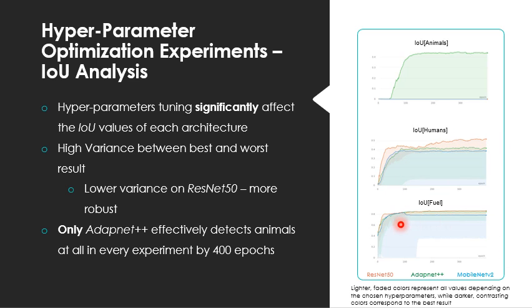Same with fuel. At the first 100 epochs, some configurations will not identify fuel at all using MobileNet. Another observation we found was that due to the ResNet 50 robustness, it has the lowest variance. However, only AdapNet was able to identify animals in any of the possible combinations.